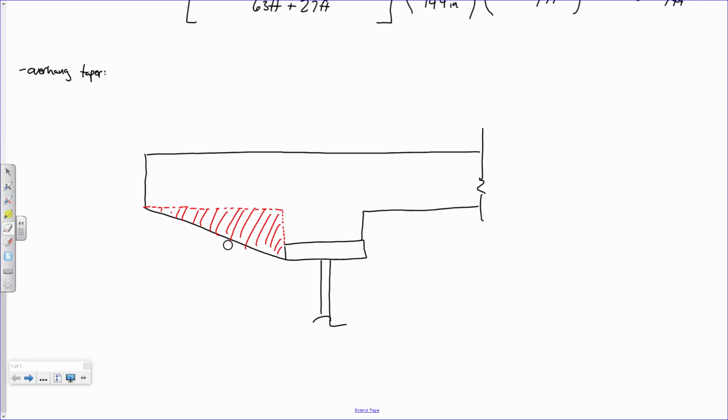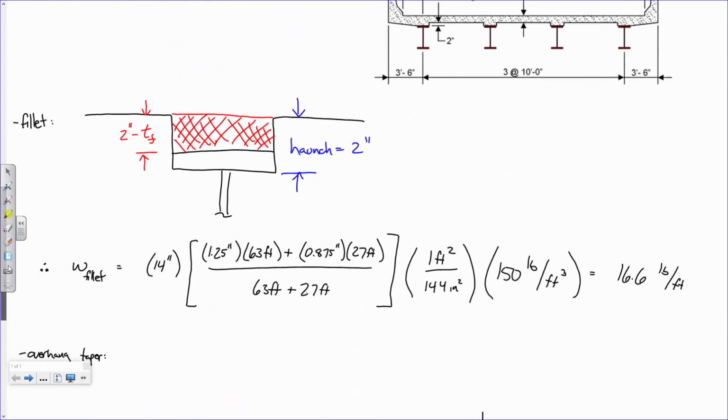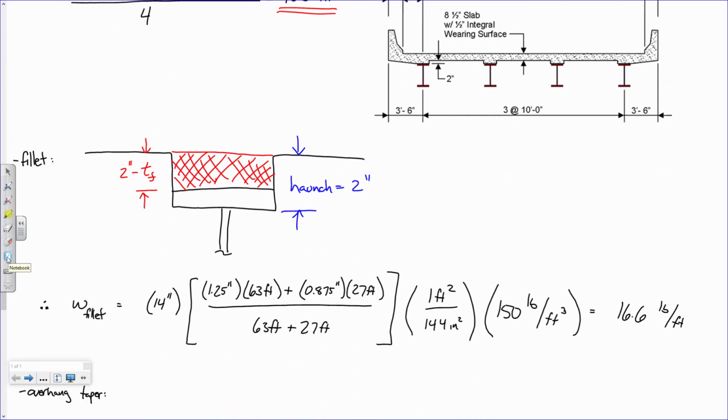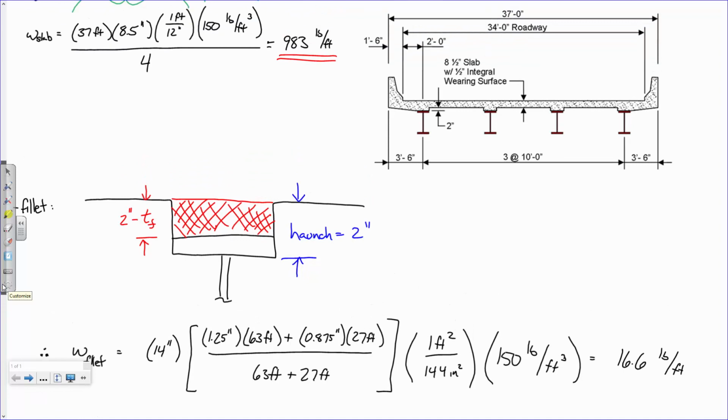Okay? Now, here are some dimensions that we need to consider. This dimension right here, which is from the center of the girder to the edge of the deck, is the overhang. And this overhang is 42 inches. I'm getting that from right here on the top right. Does everybody see that? This is 42 right there. 3'6", that's 42 inches.